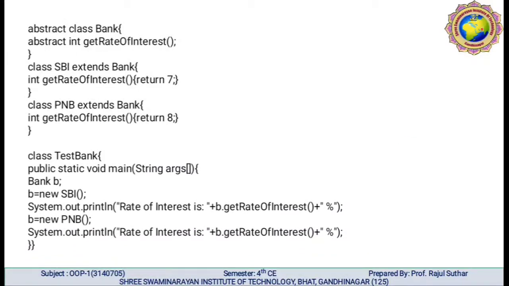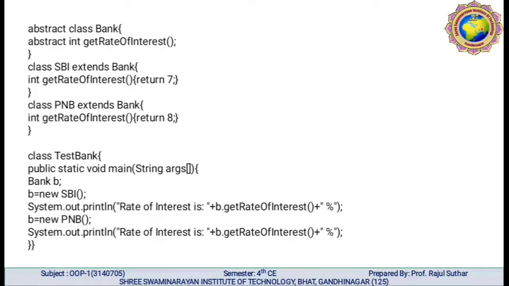Again, one more example, this time for a bank. Abstract class Bank, with abstract int getRateOfInterest. Rate of interest is one method. Class SBI extends Bank. SBI is a subcategory of the main class Bank. So int getRateOfInterest returns 7. Class PNB extends the main class Bank, so the PNB bank also extends Bank. Its int getRateOfInterest returns 8.